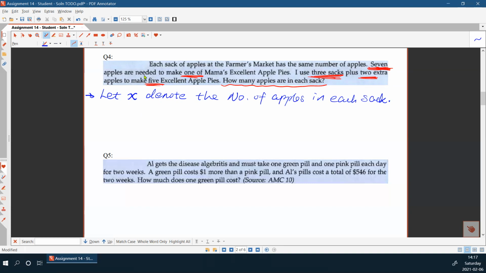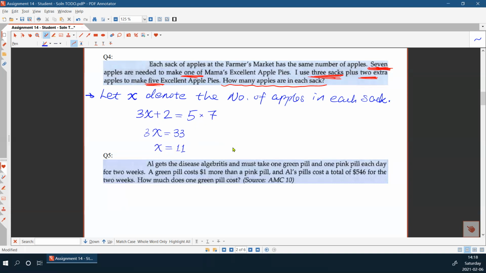And according to the information given, if I use 3X plus 2 apples, I can make 5 apple pies, right? 5 apple pies. And for each apple pie, there are 7 apples, right? So we have this equation. Okay, and from this equation, of course, we can solve for X. So this gives us 3X equals 33. That means X is 11, right?